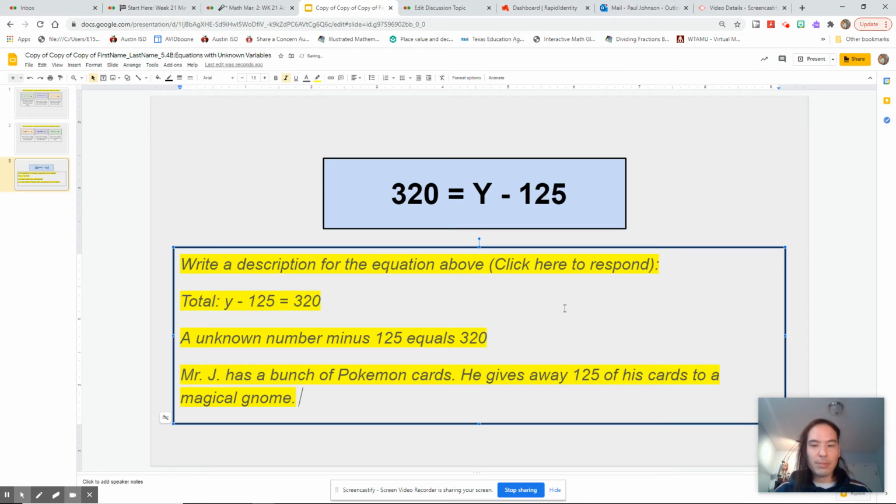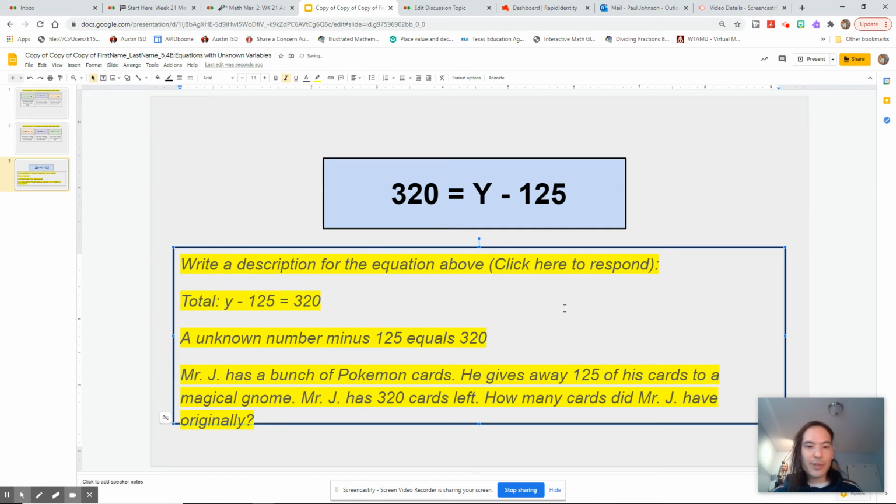All right. So Mr. Johnson has a bunch of Pokemon cards. He gives away 125 of his cards to a magical gnome. Mr. J has 320 cards left. How many cards did Mr. J have originally? So there's a word problem that does the same thing, right? I had a bunch of Pokemon cards. I don't know what the amount was. It was Y. I gave away 125 to a magical gnome. I have this many left. So how many cards did Mr. J have originally? That would be us solving for Y, right?